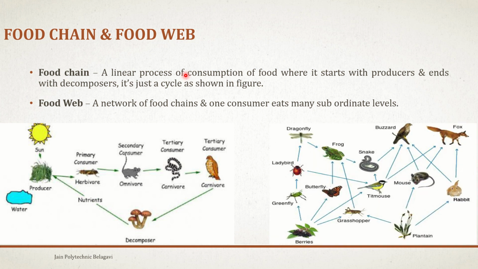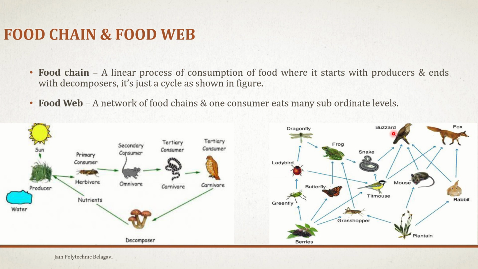Then there is one more. This is the food web. You might have seen some type of spider web where one point is connected to many points. Similarly, here the berries are eaten by the green fly, butterfly and the grasshopper. In a similar way, this grasshopper is going to eat the plantain which is present in the water. Similarly, the berries are eaten by this titmouse. There is a bird. Again, this titmouse is going to eat the ladybird.